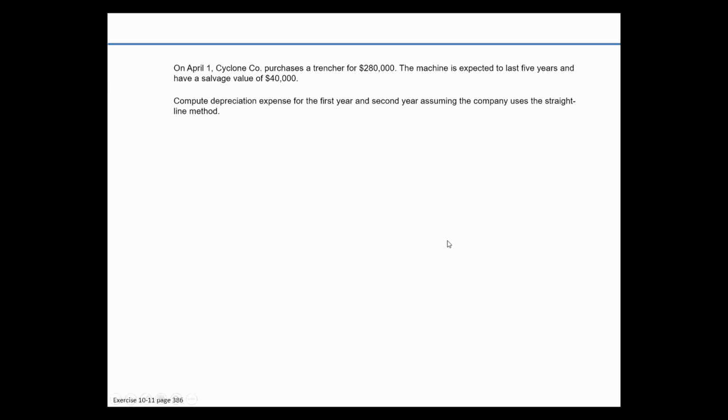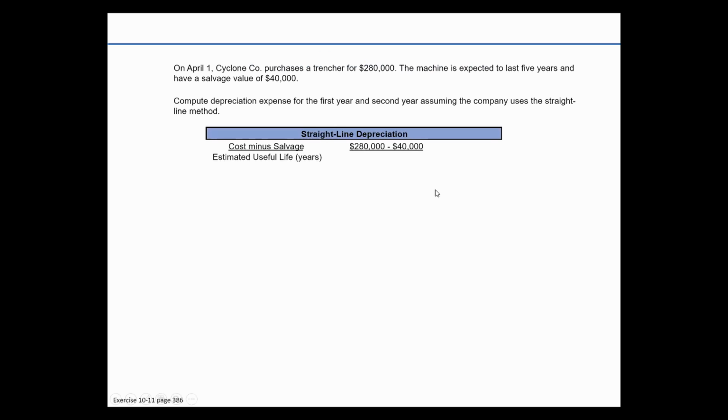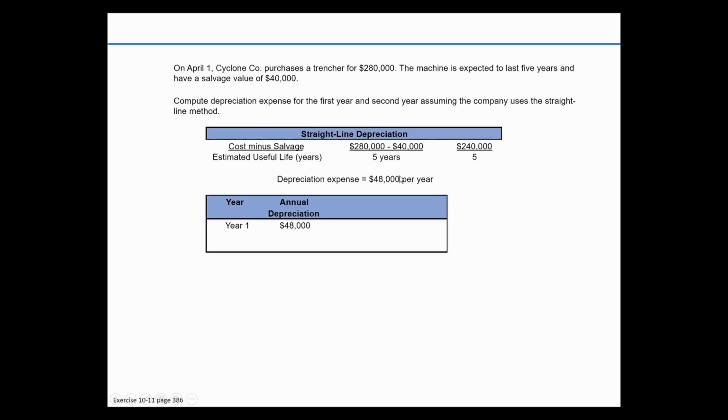And again, what we do if it's in a partial year, if we have something, but it's not for the full year. So on April the 1st, Cyclone Company purchased a trencher for $285,000. The machine is expected to last 5 years, has a salvage value of $40,000. So we're going to, first of all, compute the first year and second year, assuming the company uses straight line. So again, we see here that the cost minus the salvage is 240,000 divided by 5. They're going to have to depreciate 48,000 a year.